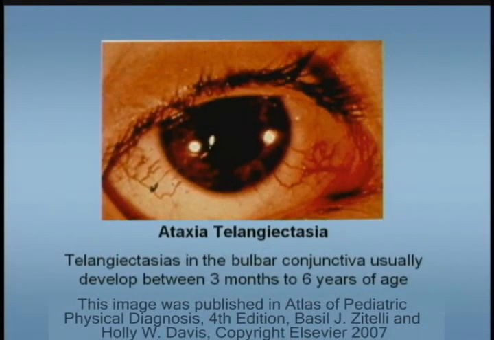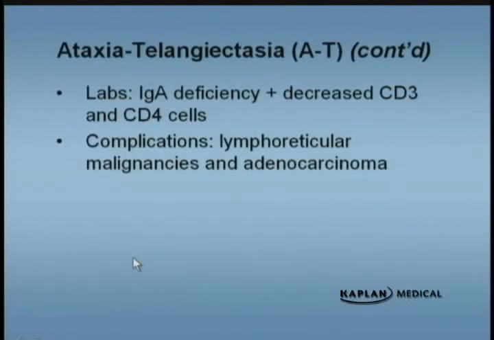So here's a patient with ataxia-telangiectasia, and these are the telangiectasias on the bulbar conjunctiva, also some on this side. They'll have an IgA deficiency and also a decreased CD3 count and also decreased CD4. And these patients are at higher risk for malignancies and adenocarcinomas.